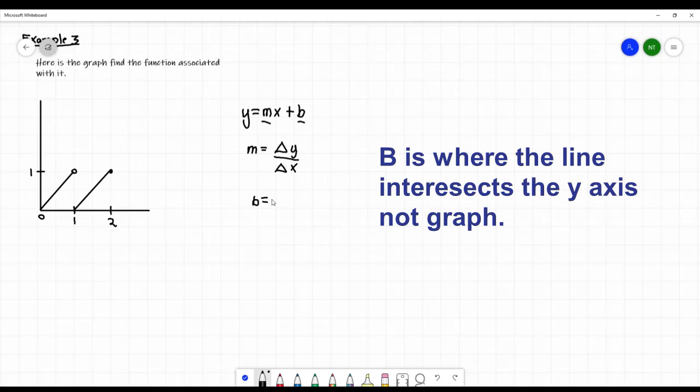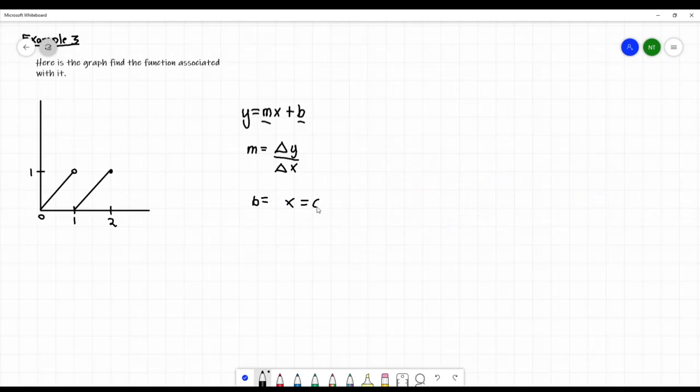Okay. All right. So now that we know, b is where x is equal to 0. That's what b is. So using this formula, let's find the equation of the line. In order to find the change in y and the change in x, we need to know some points on the line. And we have them.